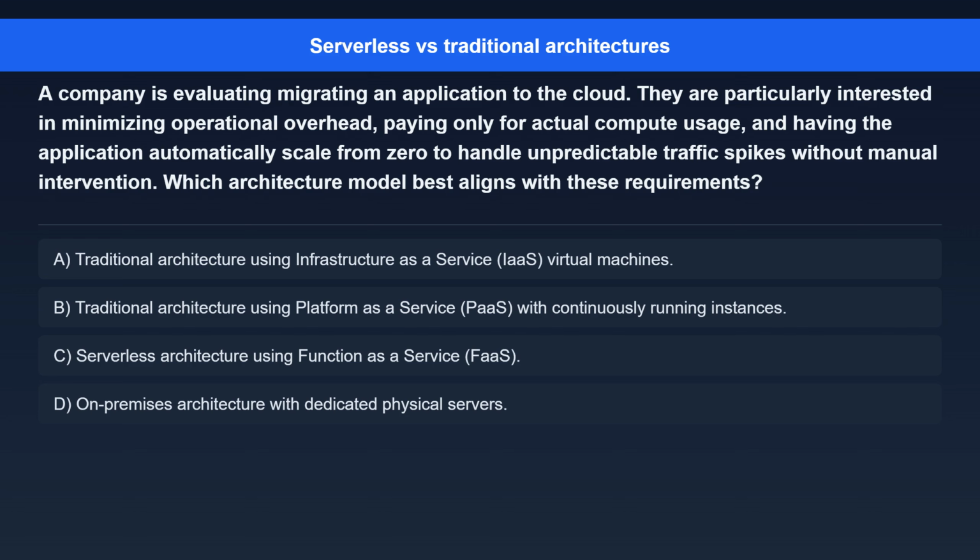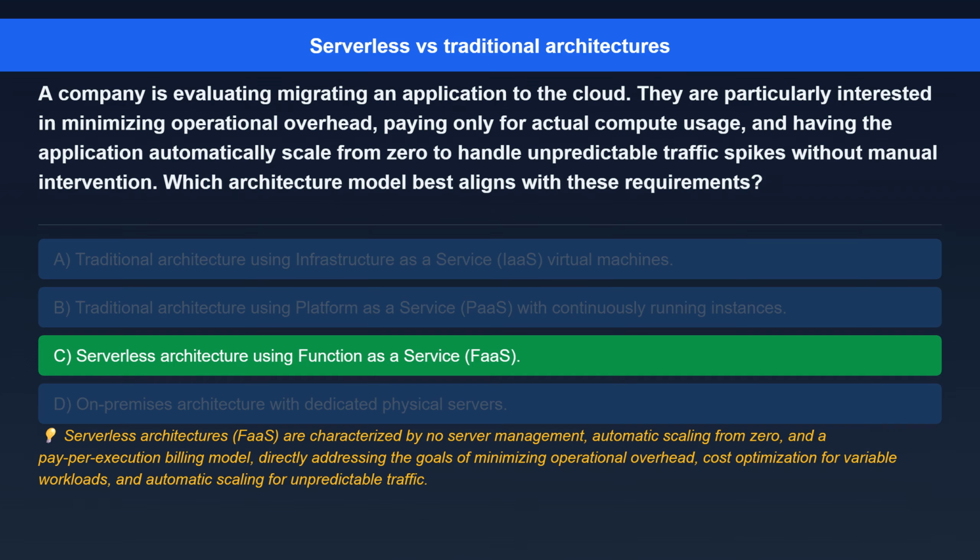Option A, traditional architecture using infrastructure as a service, IaaS, virtual machines. Option B, traditional architecture using platform as a service, PaaS, with continuously running instances. Option C, serverless architecture using function as a service, FaaS. Option D, on-premises architecture with dedicated physical servers.